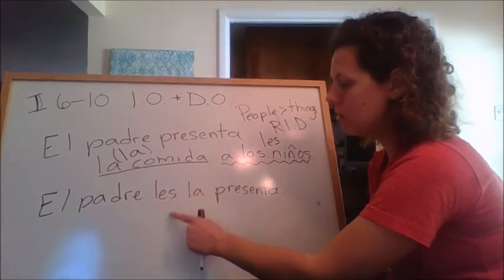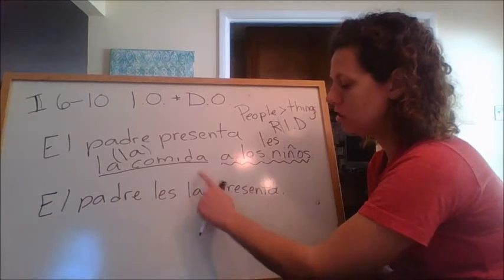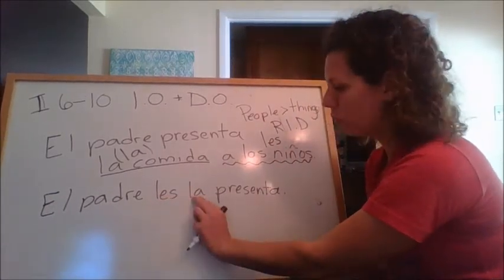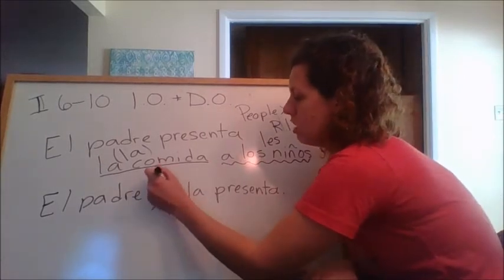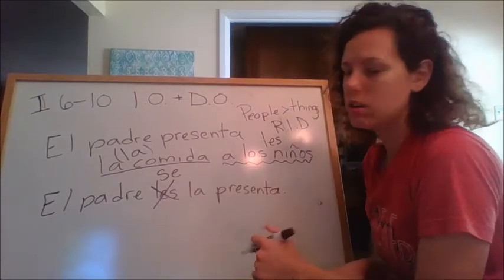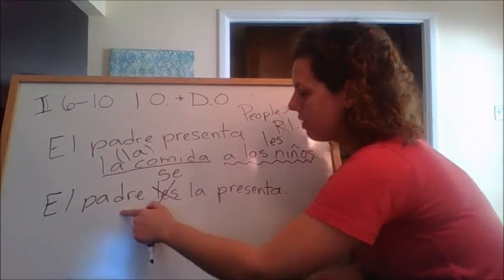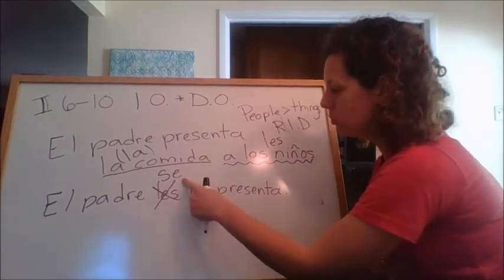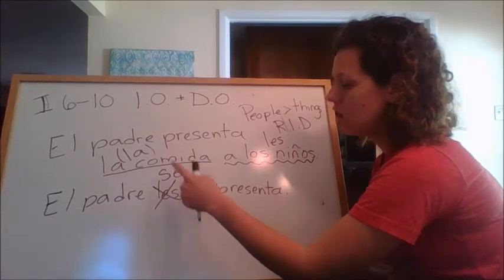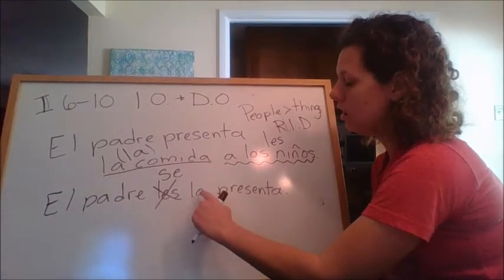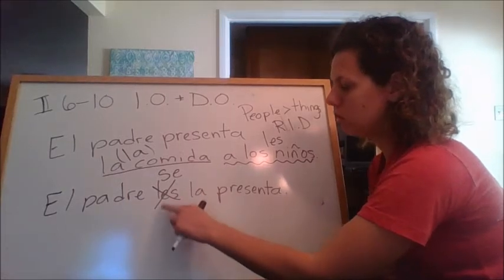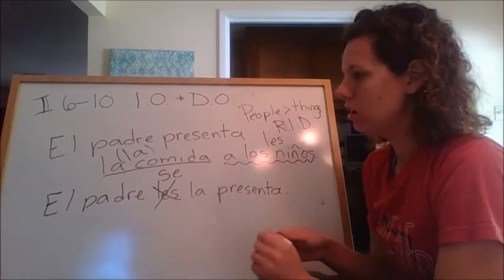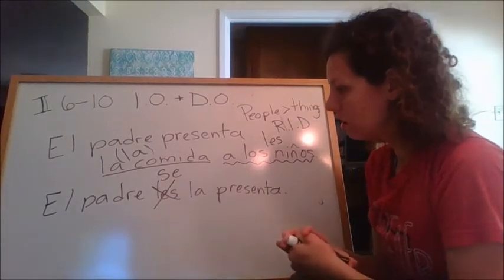It can be in front of me, it can be in front of te, it can be in front of nos, just not lo, la, los, las. So what do we do with le and les before one of those? Scratch it out and we put se. It becomes se. So the final answer is el padre se la presenta. Right? So the indirect object pronoun becomes se before lo, la, los, las. So le or les becomes se before lo, la, los, las. Yes? What's wrong?